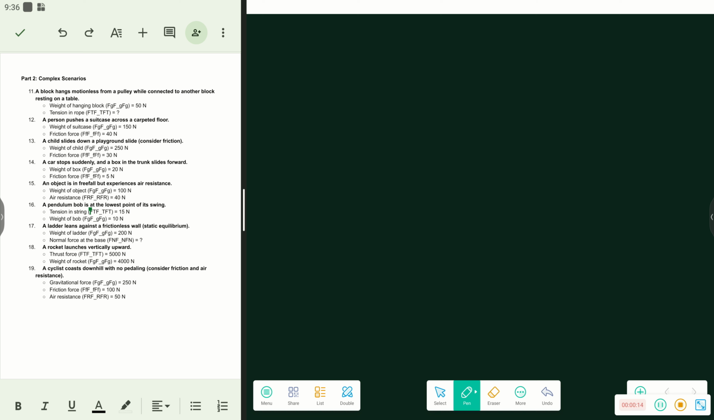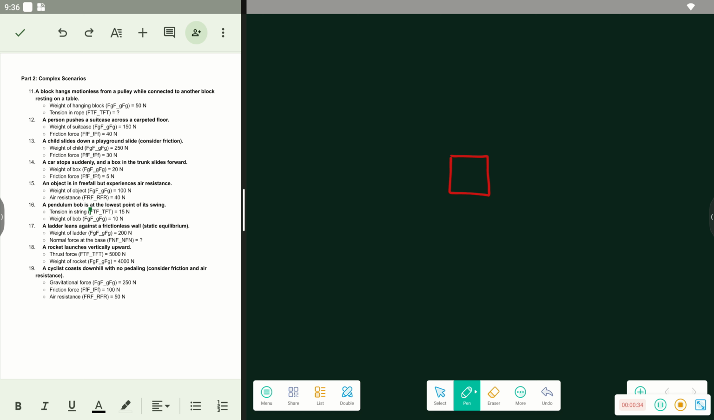Remember, your forces always will come in pairs, okay? Except for when something is in free fall. When something is in free fall, then it won't. So let's look at number 14, that's the one that we're on right now. First things first, draw your square, period. End of sentence, end of story.